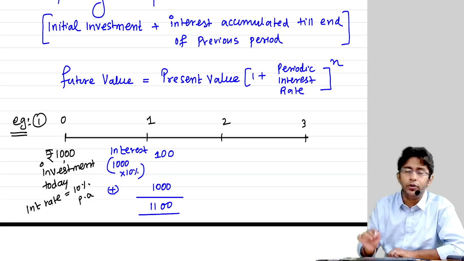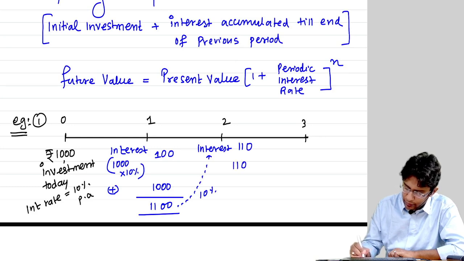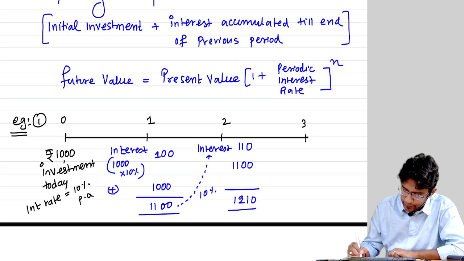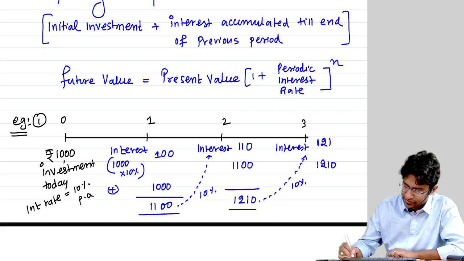When you want to compute interest for the second year, on this you have to apply 10%. So that will be 110 plus your investment now of 1100. Total it is 1210. When you want to compute interest for the third year, you have to apply 10% on 1210. So it will give you 121 plus your 1210 already there. So total it will become 1331.